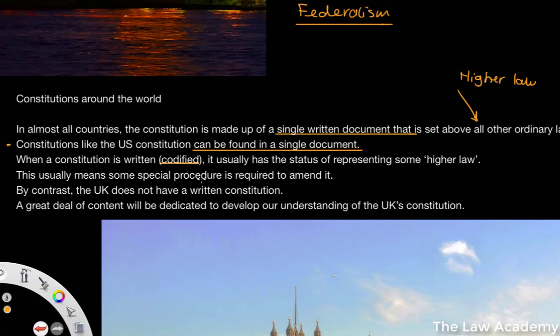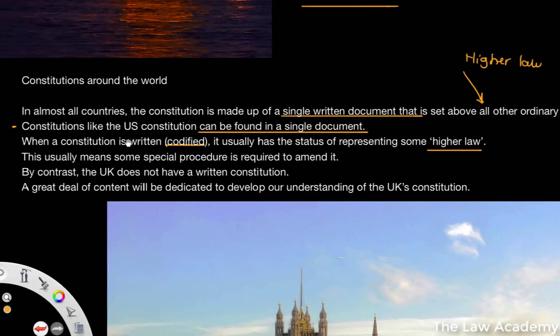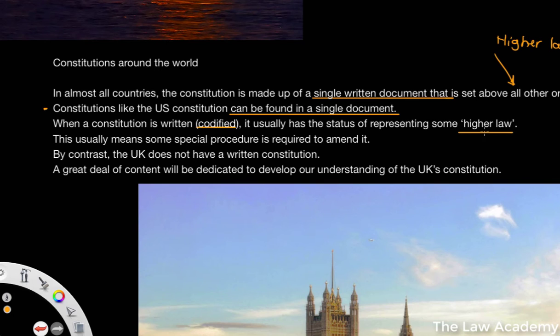So that's just something that we should keep in mind when we're talking about constitutional law and comparing the two different systems. And again, yes, it represents some kind of higher law, and by higher law, by setting the Constitution apart from other legislation that is created by statute, this usually means that there is some special procedure required to amend it.